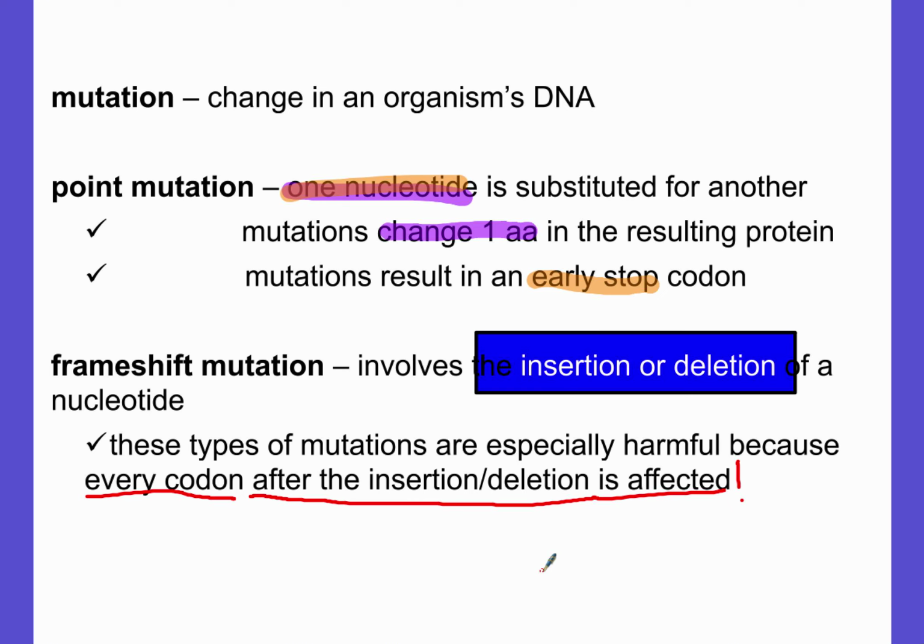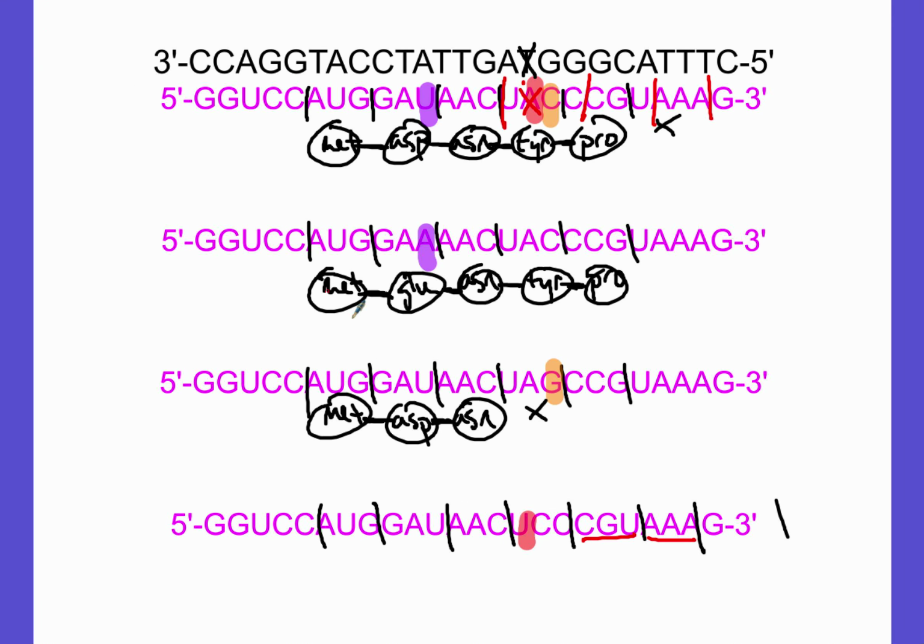So you make this really big protein, because before I was only supposed to have 5 amino acids, and now I might have 16 before I hit a stop. I might have hundreds before I hit a stop, right? So the protein is going to change drastically, and this is almost never good, right? Not likely to be a good thing at all.